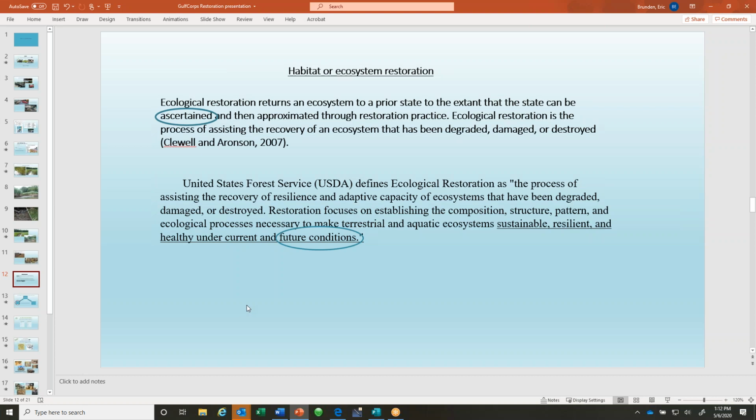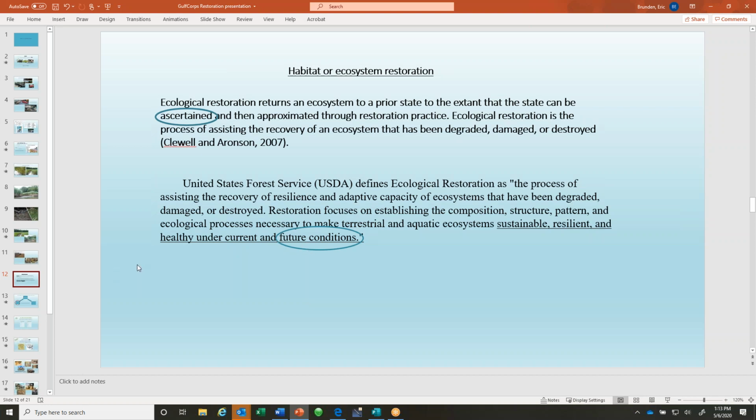And you don't have to read all this. There are probably dozens of definitions of what habitat or ecosystem or community restoration is, however you want to word it. But what I circled here is what I thought were key words out of these two definitions that I picked. That is, we're trying to return it to an ecosystem that was there as far as we can ascertain. And that's a big phrase when you talk about ecology. We not only have to try to figure out what was there and what is currently on site, but what is it going to be in the future?